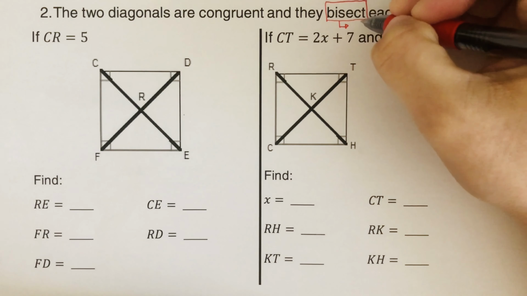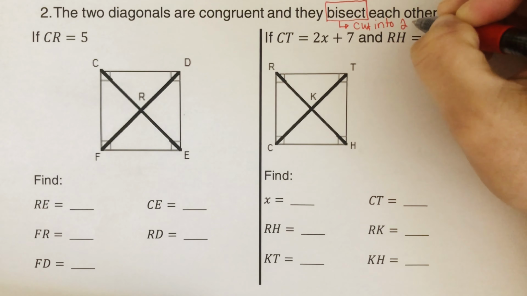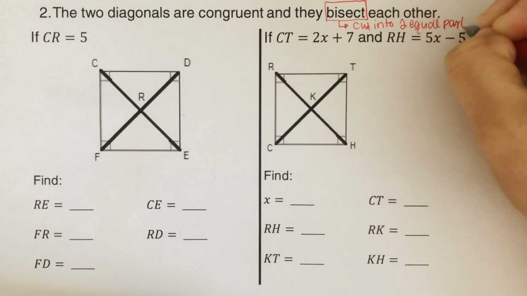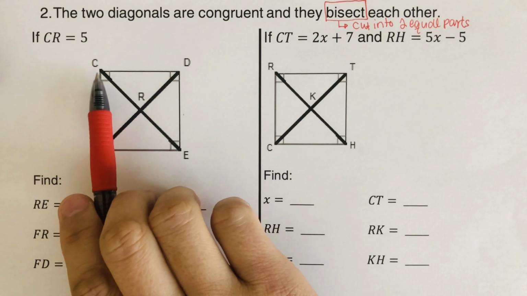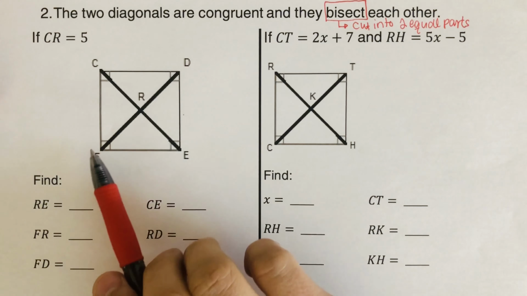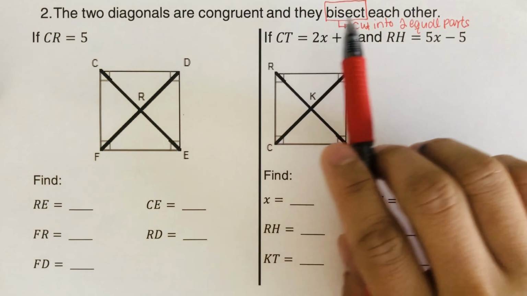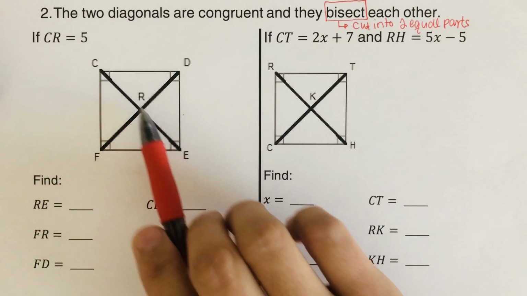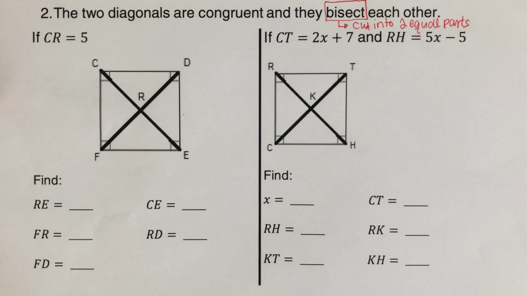So when we say bisect, this was cut into two equal parts. So the two parts have been cut in half, or they're equal. Let's take this example right here. The diagonals we have here are CE and FD. Those are the two diagonals. Since the diagonals are bisected, that means these two segments and these two segments are equal to each other.